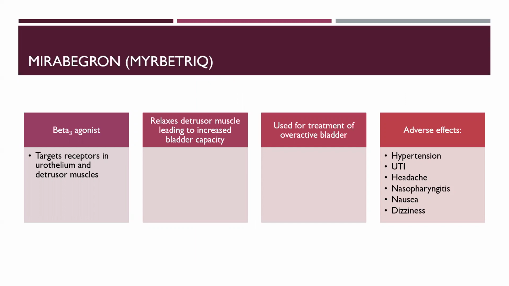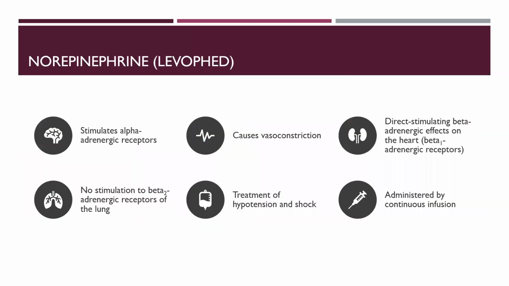Mirabegron is a beta 3 agonist. We didn't talk much about the beta 3 agonists, but this one is mostly for overactive bladder. And that's what your beta 3 area does. It has to deal with that bladder area. What this one does is it causes increased bladder capacity. Your adverse effects are things like hypertension, possible UTI, headache, nasopharyngitis, nausea, dizziness.